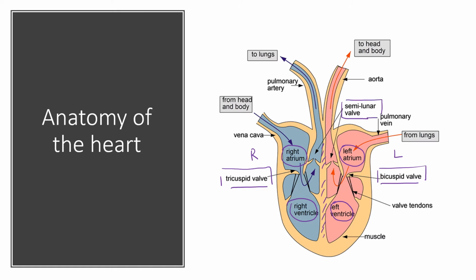There are two major vessels that bring the blood to the heart and two major vessels that take the blood away from the heart. The two major vessels that bring the blood to the heart are the vena cava, which brings the deoxygenated blood to the right atrium, and the pulmonary vein, which brings the oxygenated blood to the left atrium. The major vessels that take the blood away from the heart are the pulmonary artery, which takes the deoxygenated blood to the lungs, and the aorta, which takes the oxygenated blood to the whole body.